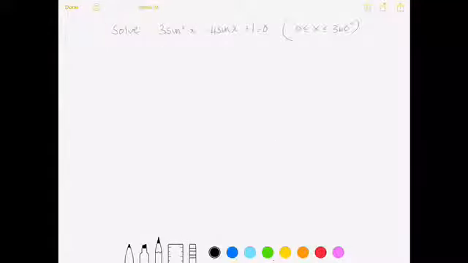Next up, we've got 3 sine squared x minus 4 sine x plus 1 equals 0, where x is between 0 and 360 degrees. This should resemble a trinomial to you, so we have to factorise this expression. I wouldn't advise factorising the trigonometric expression. If you break off at the side and write it out as just a trinomial in terms of x, and then factorise as you would normally.